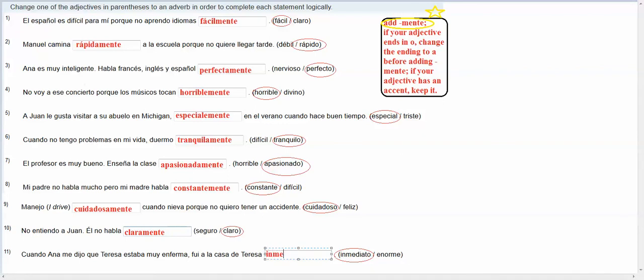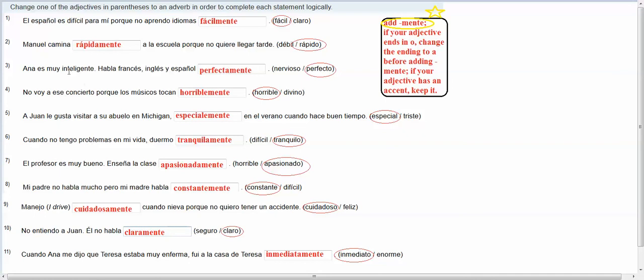Okay. Inmediatamente. Okay, and just so you understand what adverbs are, if you look here, I don't learn languages easily. What the easily is describing is learning, which is a verb. That's when you use an adverb, okay? Caminar rápidamente, what you're doing quickly is walking. Walking is a verb. That's why you use an adverb.